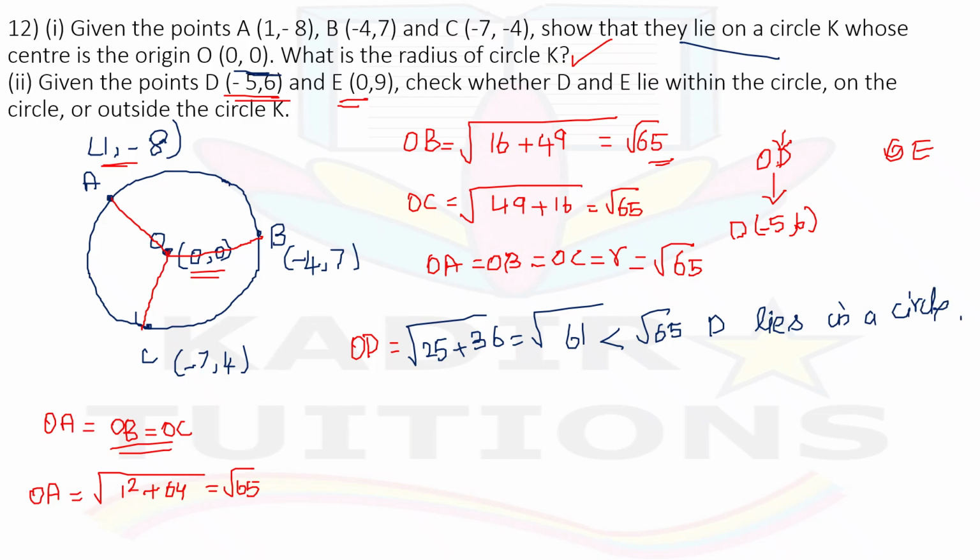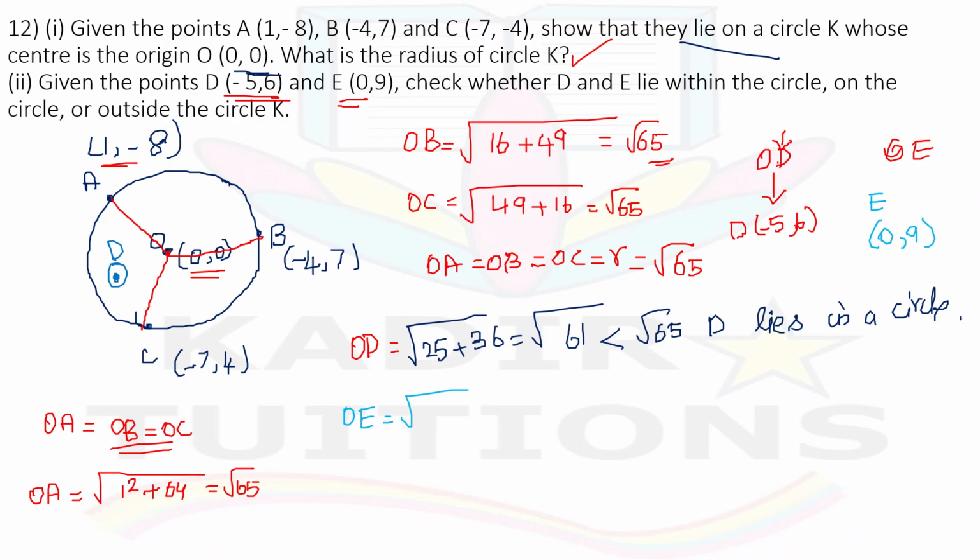Right? So where the point D will be, so randomly you can keep it over here, point D. So it is lying inside the circle. And now we are going to find for OE also. So we'll find for OE. Before that, we'll write the point E. It is 0, 9, and we know O is 0, 0.